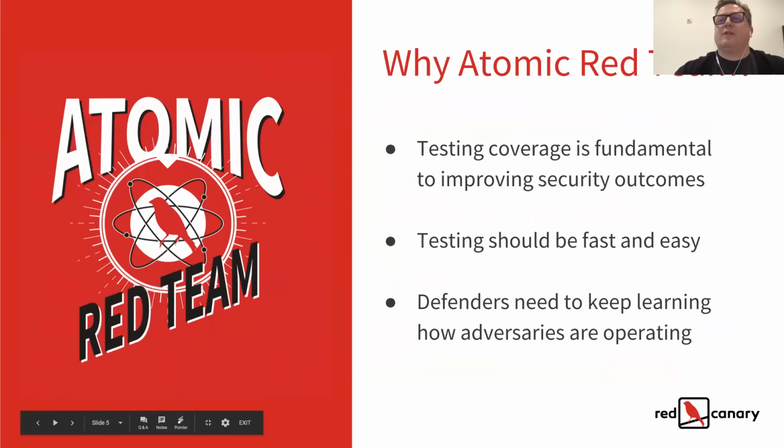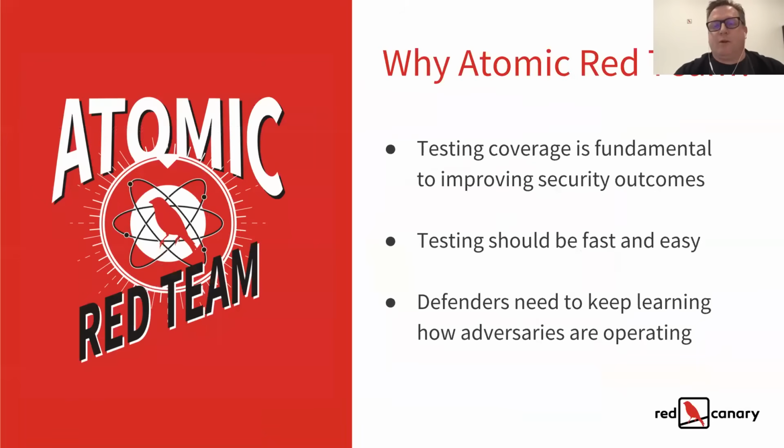Again, as far as what Atomic Red Team is, the origin of it was to do some fundamental testing coverage to improve security. Everybody has gaps. There are a lot of moving parts when you deploy a security solution, so we want to make sure teams can test and evaluate those gaps. Testing should be fast and easy. And we always want defenders learning how adversaries are operating. We really wanted to demystify a lot of the techniques that MITRE ATT&CK has in its taxonomy, so there's really no mystery around how an attack is conducted and you can test against it.